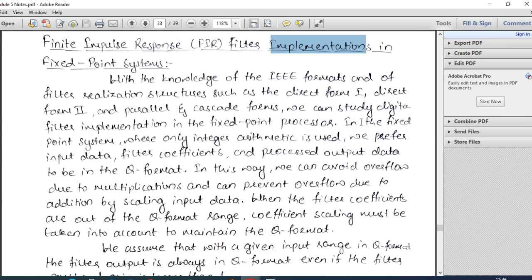This is written here for the fixed point system, where only integer arithmetic is used, because we are going to perform arithmetic based only on integer numbers. So we prefer the input data, filter coefficients, and the processed output data to be in the Q format. If these are not in the Q15 format, then there is an overflow when we perform multiplication and addition.